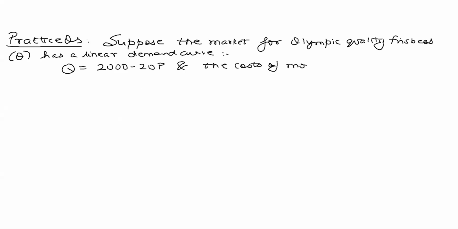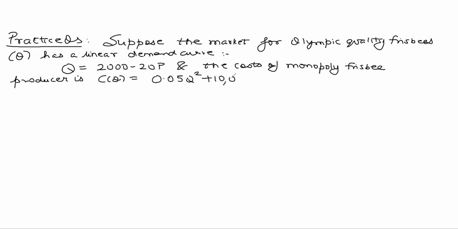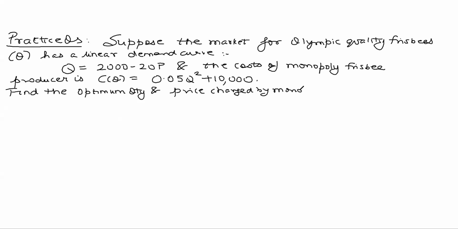and the costs of the monopoly frisbee producer is C of Q, which is 0.05 Q square plus 10,000. The question asks us, find the optimum quantity and the price charged by the monopolist and the monopoly profits.